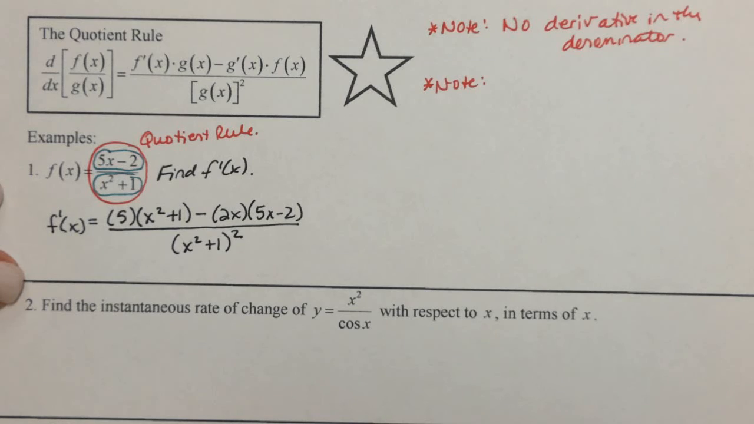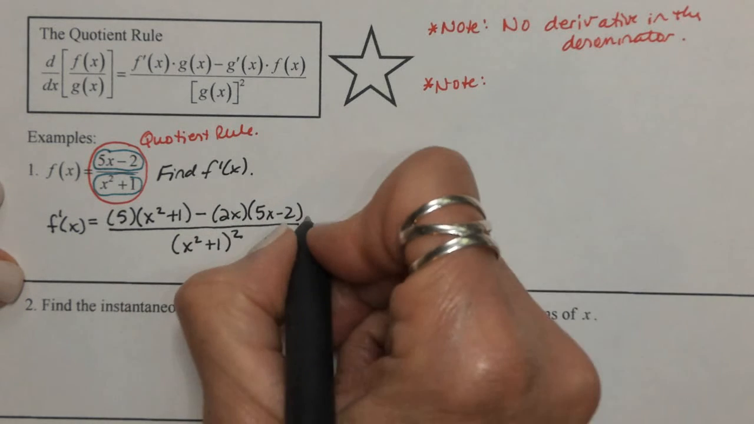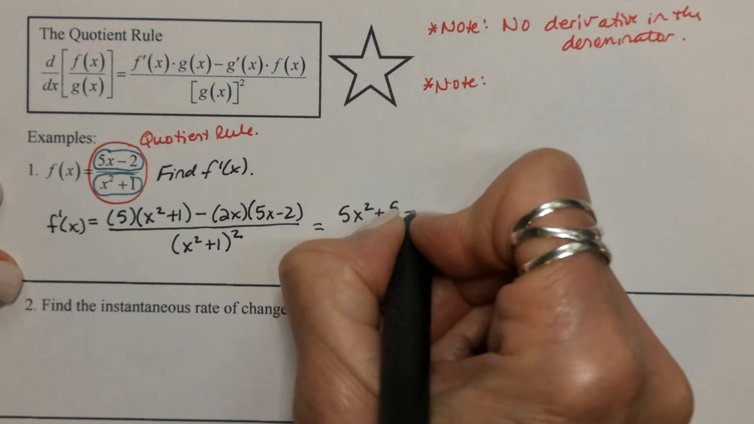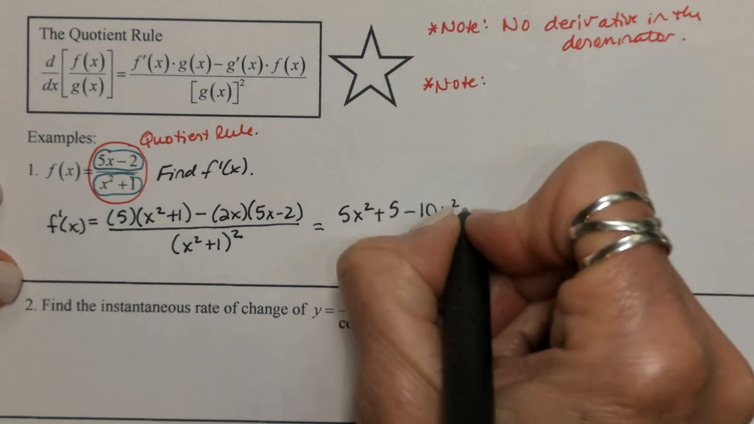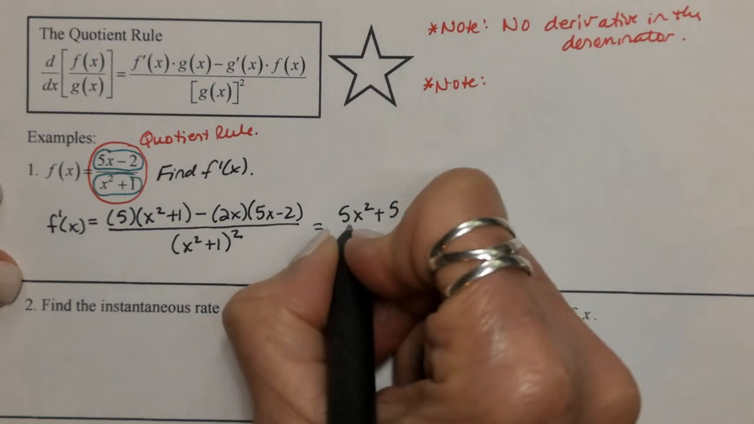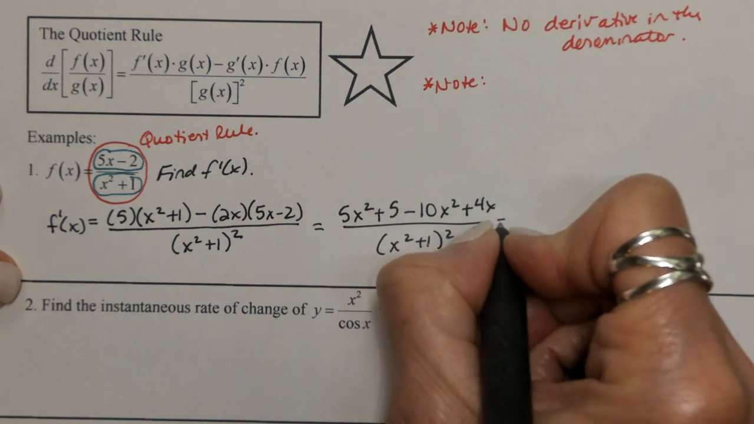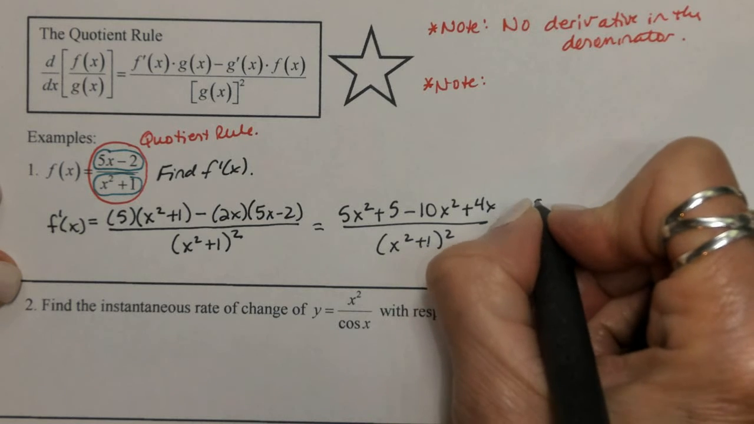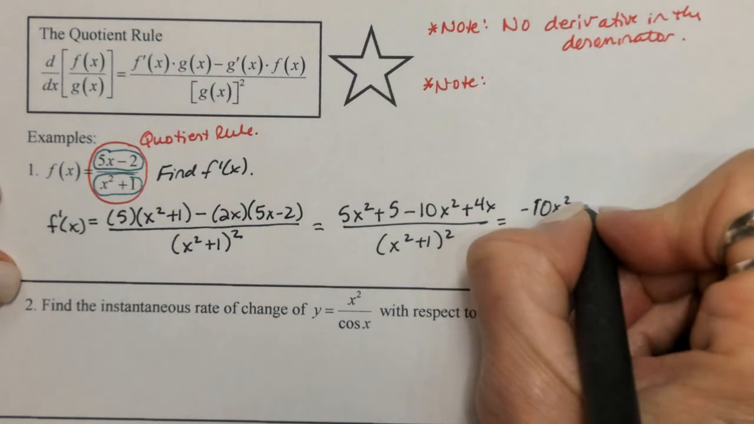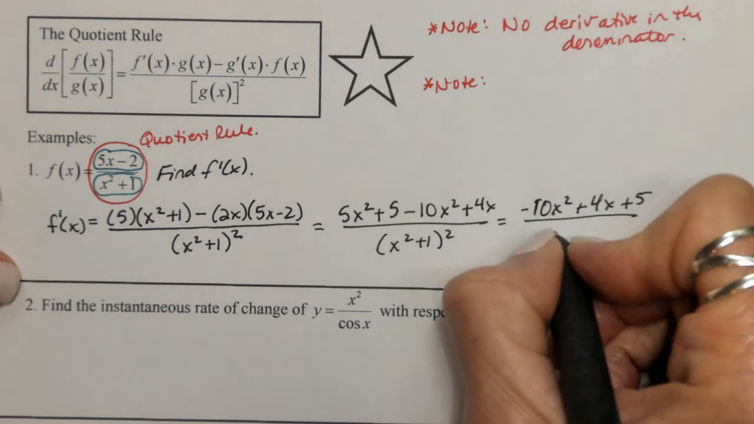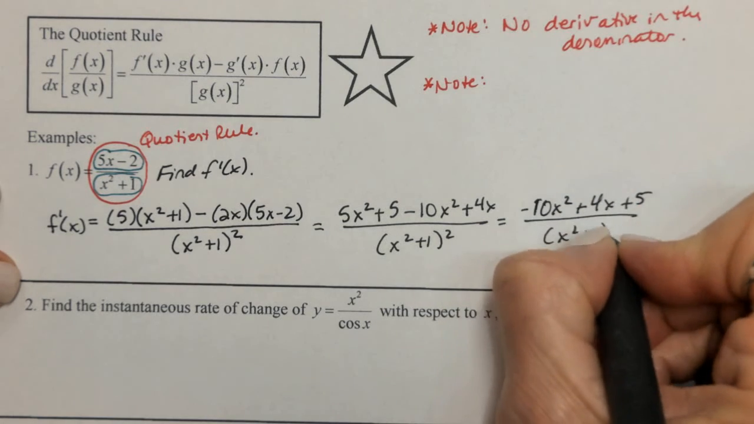And that's it. For a multiple choice answer, they would probably distribute and collect like terms up on top. So distribute, distribute. Combine our like terms. Oops. And that would be the multiple choice answer.